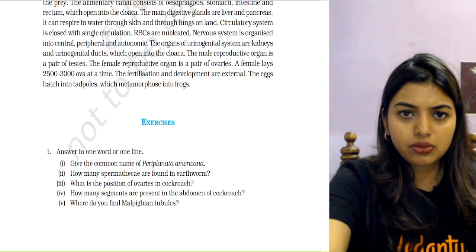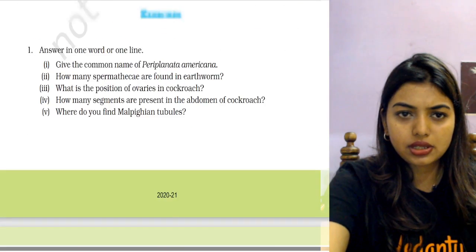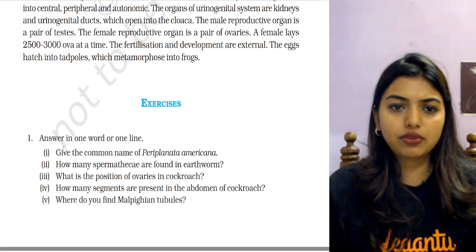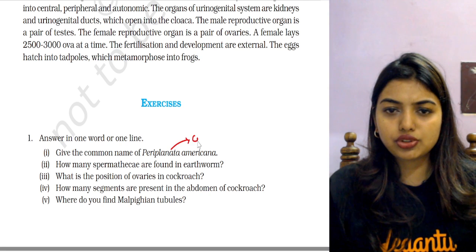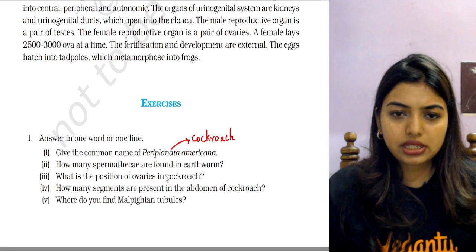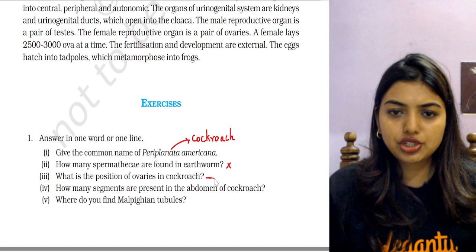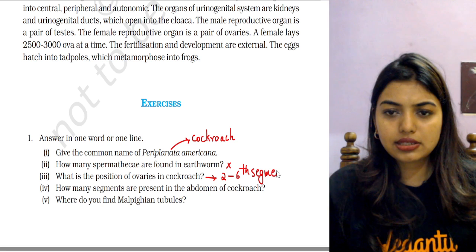Now we go here, you see the questions. Answer in one word or one line. Give the common name of Periplaneta americana: it is your cockroach. Got it? Then how many spermathecae are found in earthworm? Not there for you. What is the position of ovary? You should tell the second and the 6th segments.